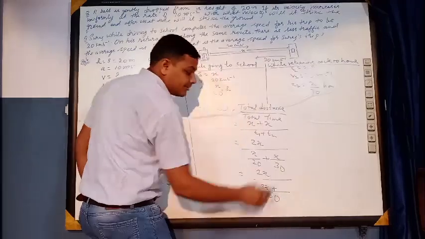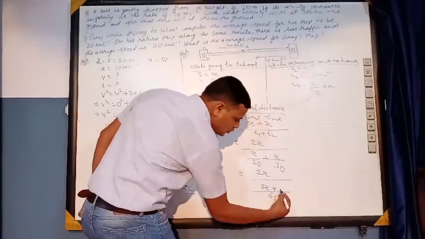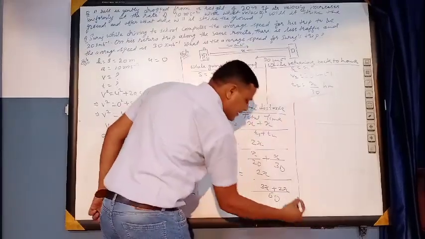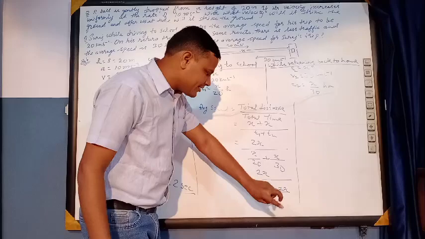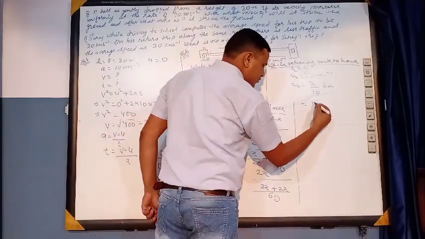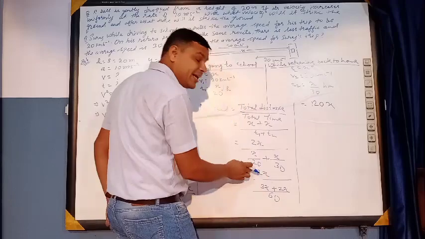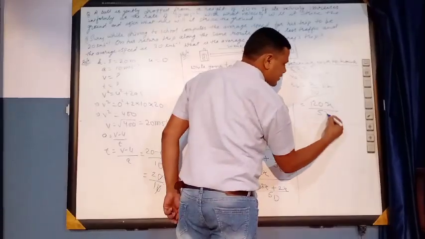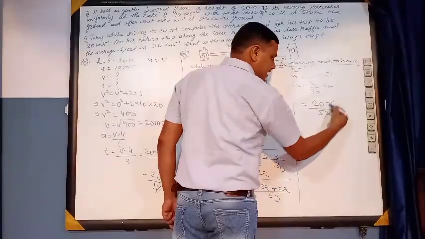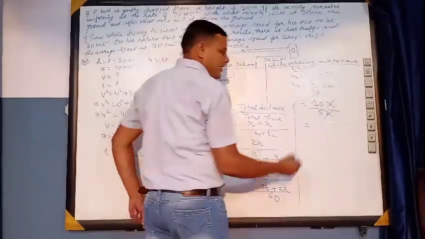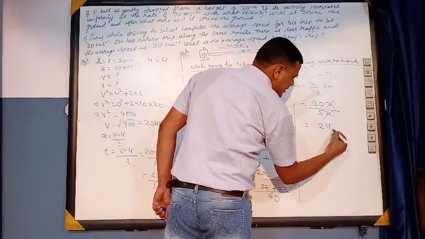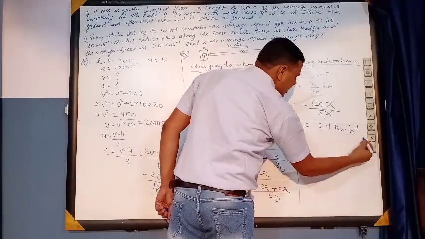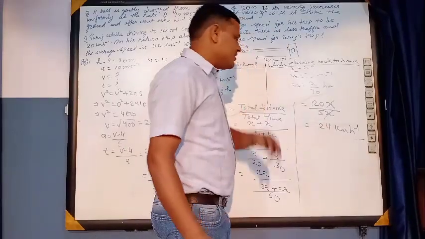Here we will get 60 divided by 30, that is 2. We will get 2x. Now this 60 will be transferred in the numerator. So we will get 60 multiplied by 2x, that is 120x, divided by 3x plus 2x, that is 5x. x will be cancelled, and 120 divided by 5, that is 24 km per hour. It will be the average speed for the Suraj trip.